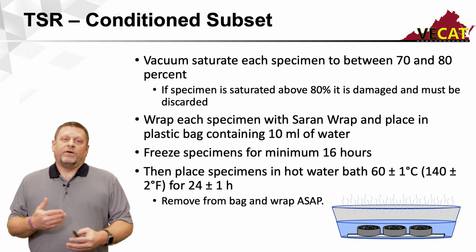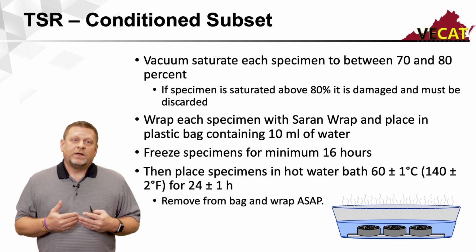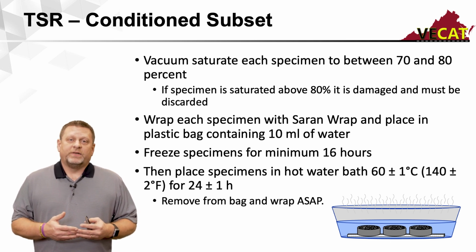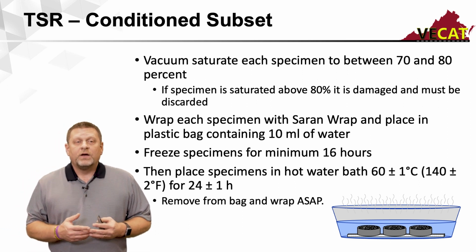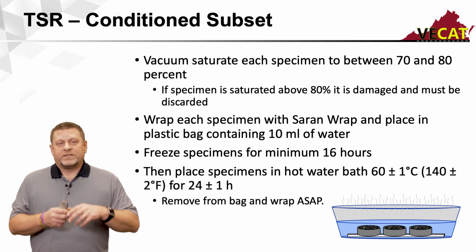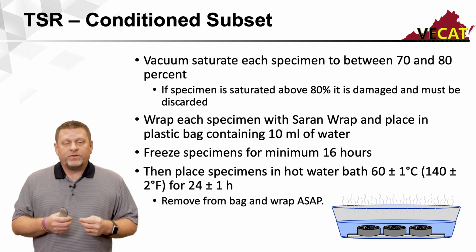At the end of our freeze cycle, we'll pull the specimens out and put them in a hot water bath. You need a hot water bath that's set at 140 degrees Fahrenheit or 60 degrees C, which is quite warm. So you want to take them out of the bag, and you also want to take the plastic wrapping off your specimen.